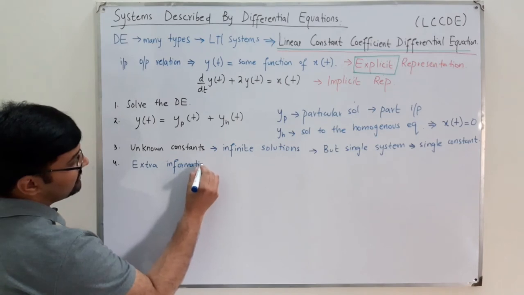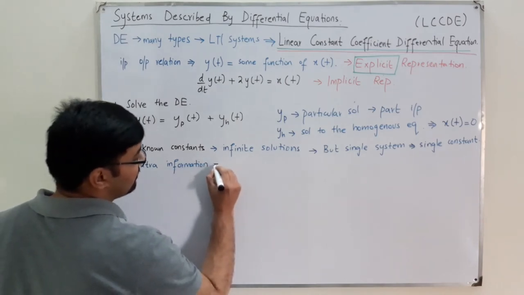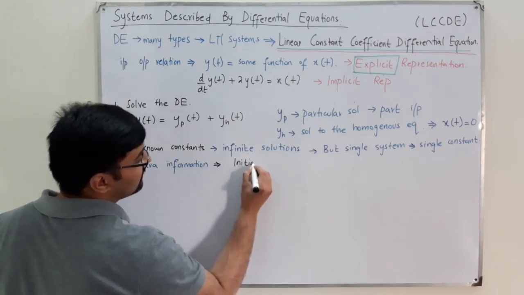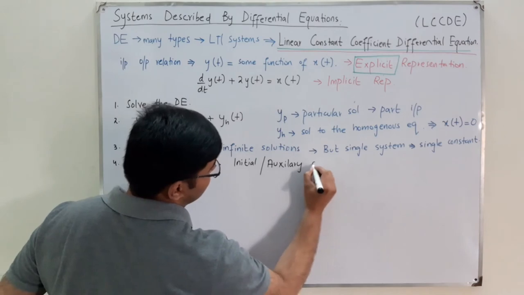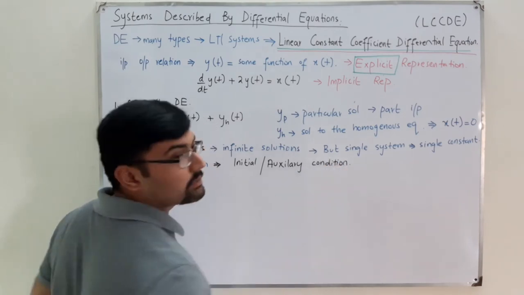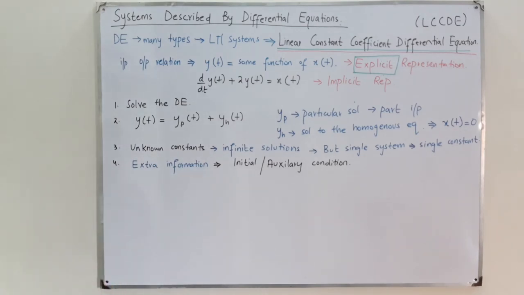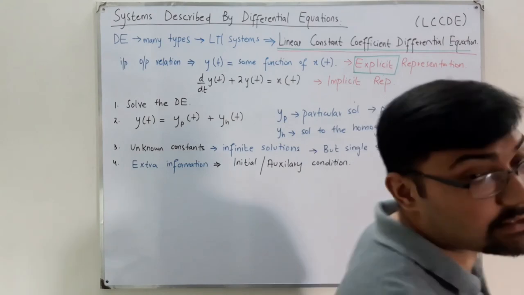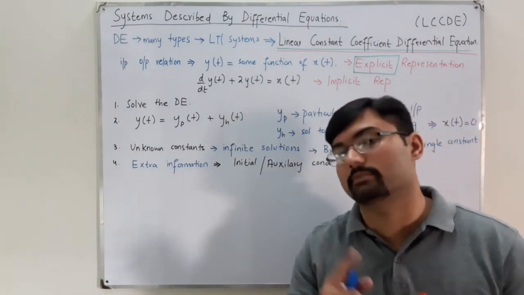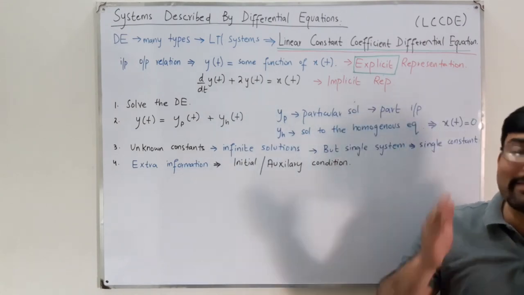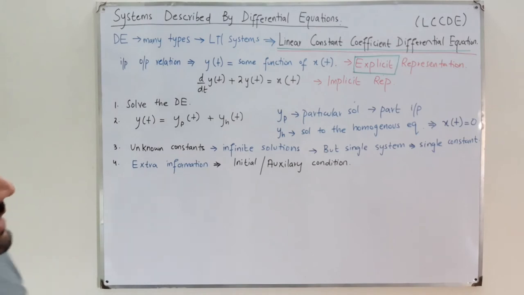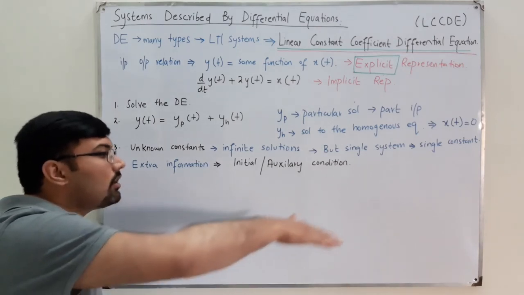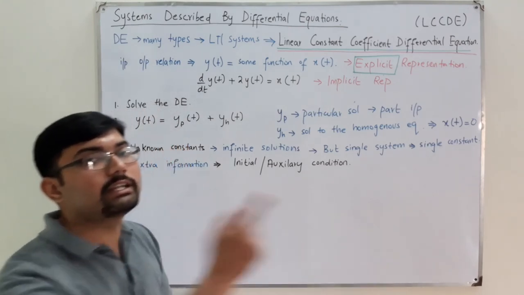And where does that extra information come from? This extra information comes from the initial condition, or in the signals and systems course, we call it an auxiliary condition. Now, if you remember the causality property that we discussed, the LTI system's causality, we had the impulse response of the system to be zero for negative values of time. So the extra information could be that the system output is zero for negative values of time.